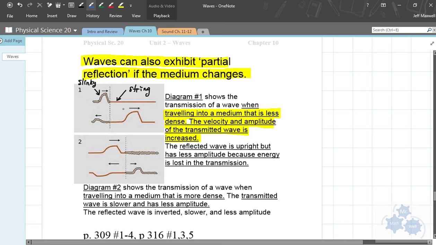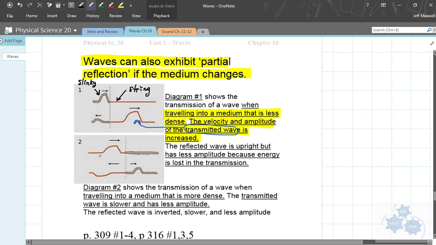So the transmitted wave is the one that gets passed along. So the transmitted wave, I'll just maybe circle that in your notes, is this wave. Okay? That one. The transmitted wave. So here's the original wave. It hits the border of the medium and it gets transmitted or transferred. This is the transmitted wave.